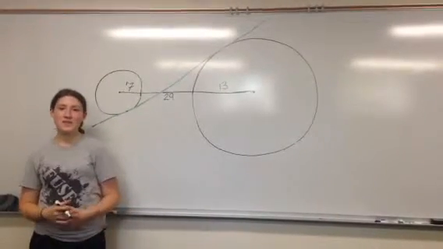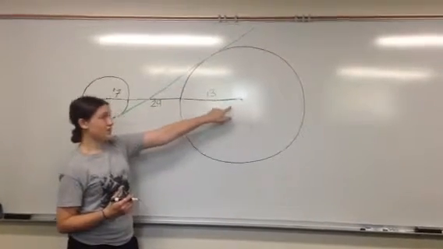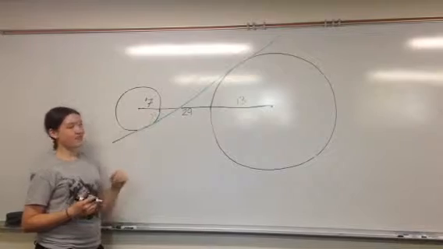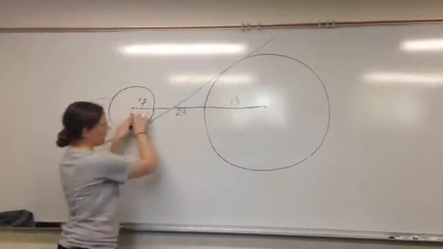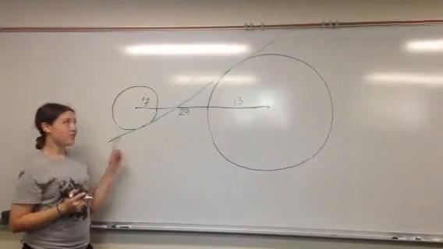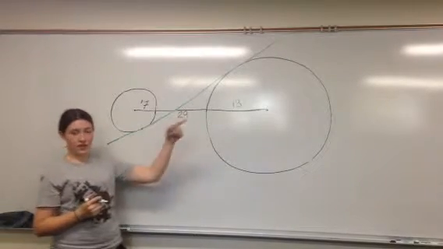Okay, so our problem today involves two circles. One has a radius of 13 inches, and the other circle has a radius of 7 inches. And the centers of these circles are 29 inches apart. What we need to find is the length of the internal tangent line, which I've marked with this green line, though I have extended it a bit past each side.